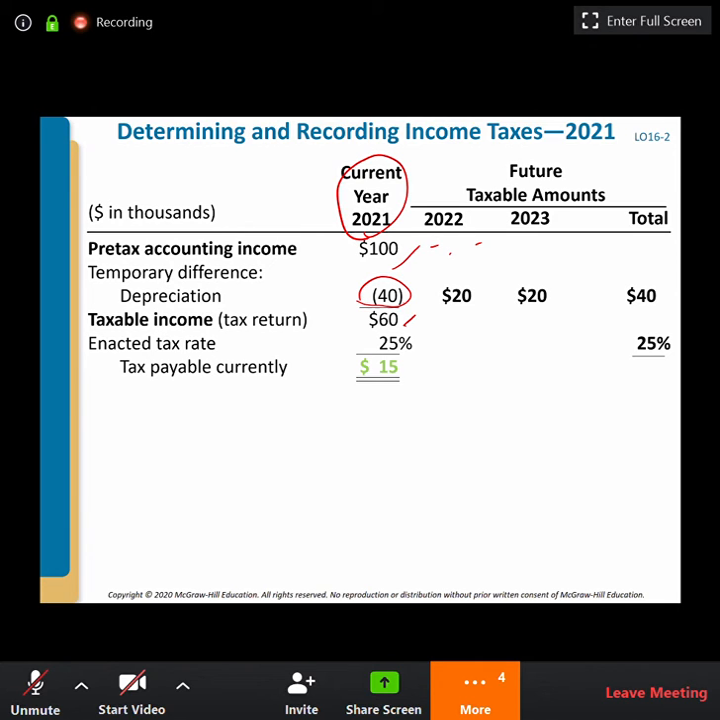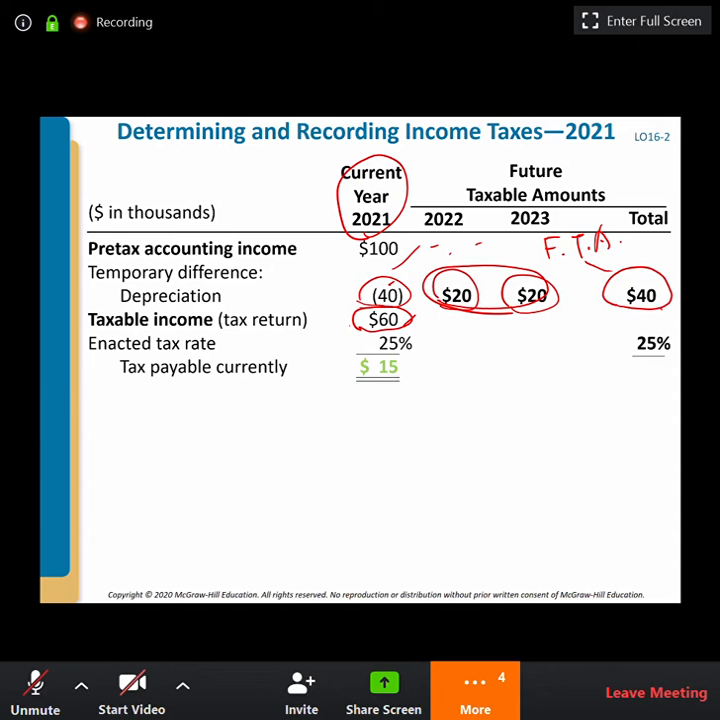Remember the 40 here, because we don't pay tax on it now, right? We pay tax in the future. We pay tax in 2022 on that 20, right? Then 2023, you pay tax on 20, okay? So the total future taxable amount is 40. You add those together, right? So that's the total future taxable amount, okay?